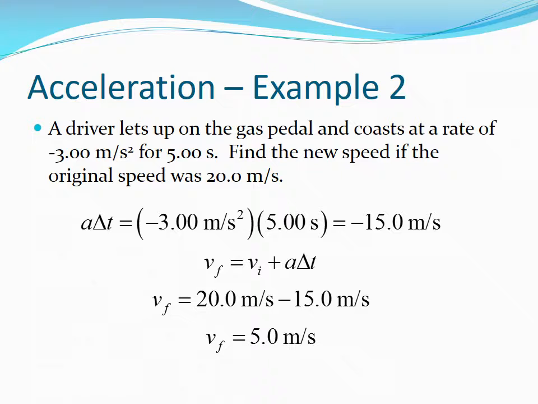Substituting what we know, we find the change in velocity is minus 15 meters per second. Negative since the car is slowing down. With an initial velocity of 20 meters per second and a change in velocity of minus 15 meters per second, the car is slowing down, so the velocity is decreasing. The final speed is 5 meters per second.